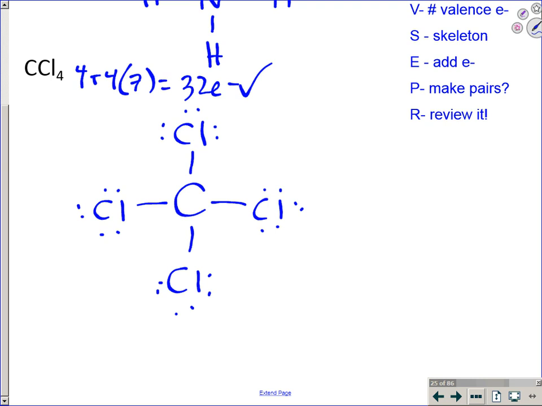This is called VSEPR theory, and I use this acronym because we'll talk about VSEPR theory in just a couple minutes, but it means valence shell electron pair repulsion theory. We'll talk about why those repel. Okay, let's do 2 more, and then we're going to build some little chemistry Legos, okay?